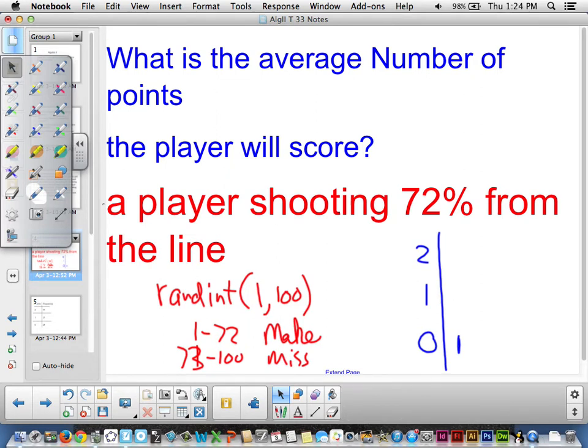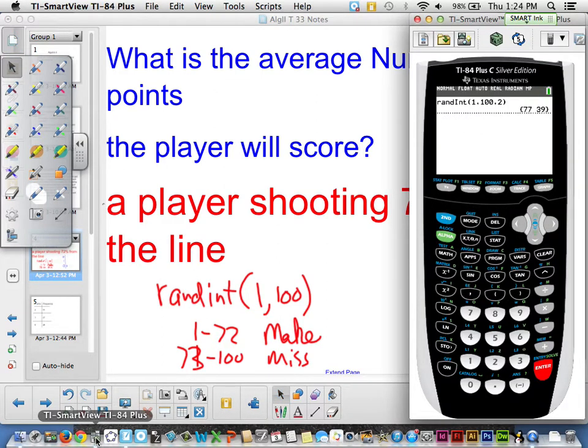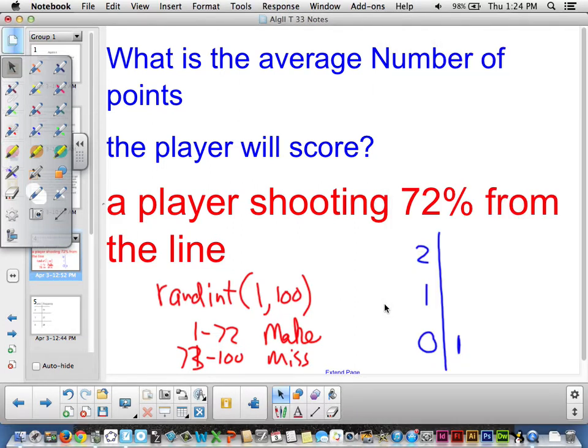All right, now we're going to run the simulation again. Just hit enter one more time. We got 2 and 36. The 2 on the first one is a make, so he makes the first one. The 36 on the second one is also a make, so he scored 2 points on this trip. And we're going to run this simulation 100 times.